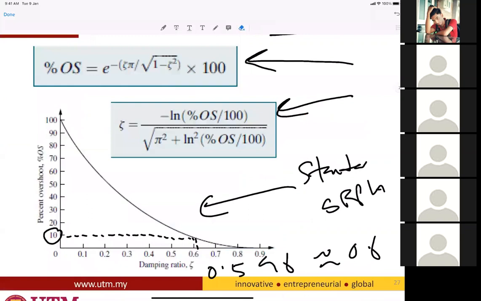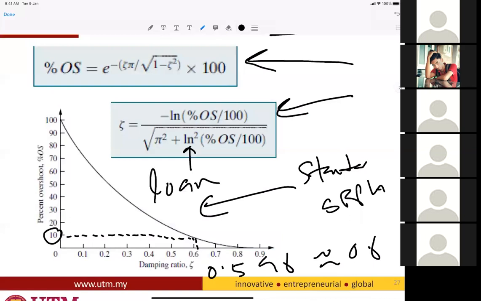LN stands for what? LN. What is LN? Natural log. Natural logarithm. Okay.